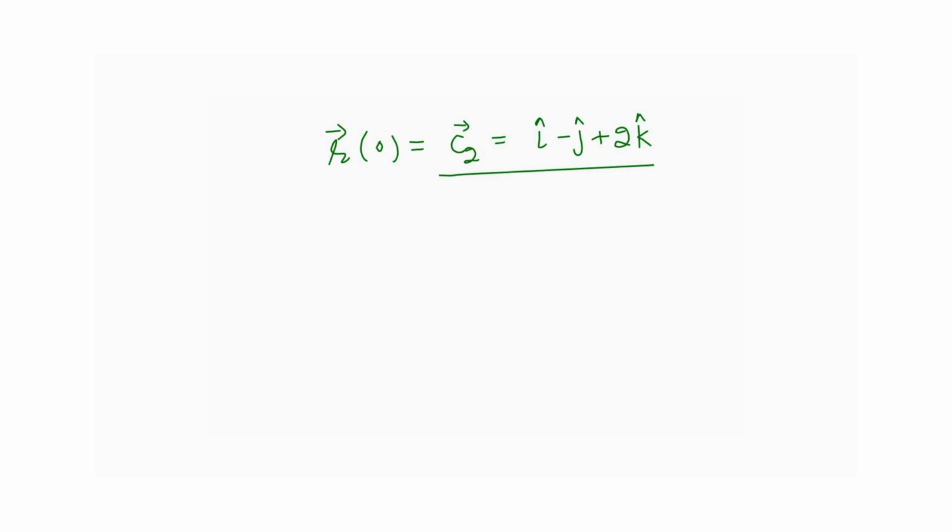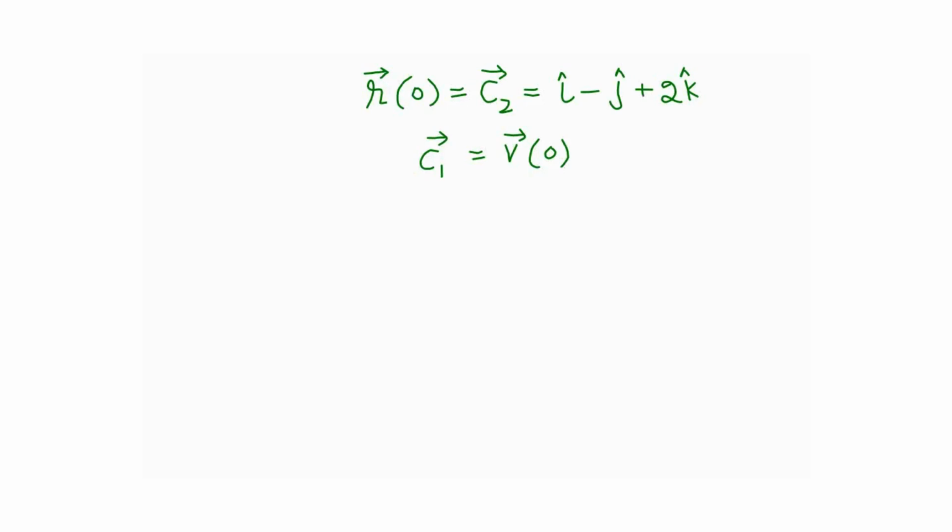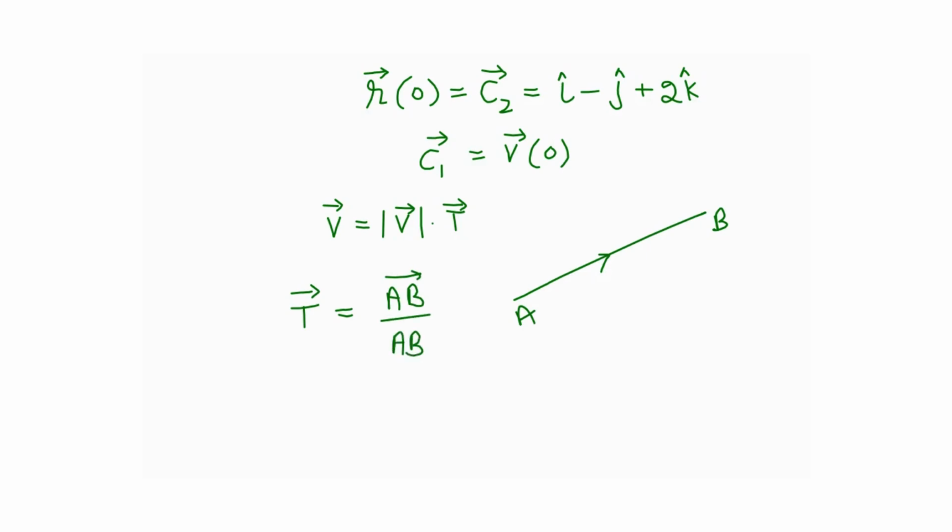So the only thing left to do is to find the constant of integration c1. So c1 is equal to the velocity of the particle at time t equal to 0. So now what is the expression for the velocity vector? V is equal to the magnitude of the velocity vector multiplied with the direction. What is the direction? Direction is the same as the direction of the vector AB, because the particle is moving along the straight line AB. So the direction for the velocity vector is that of the unit tangent vector along the line AB. So therefore t vector is nothing but the unit tangent vector along the line AB. The equation for this unit tangent vector would be AB vector divided by the magnitude of AB vector.